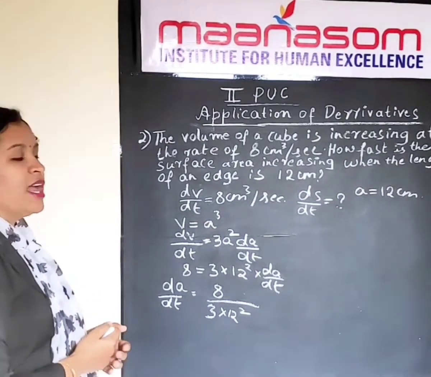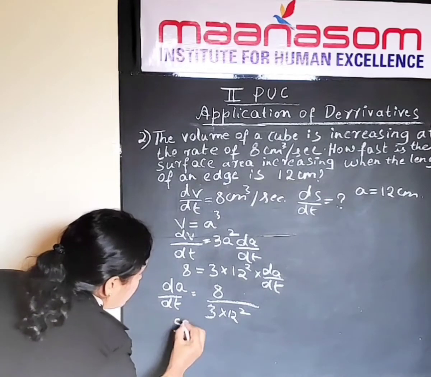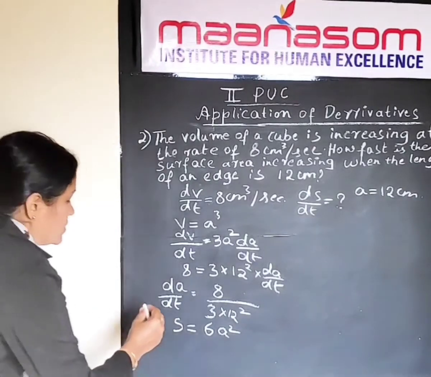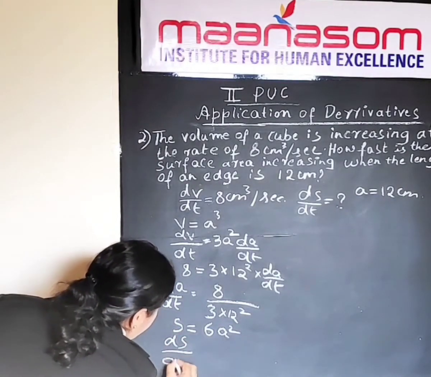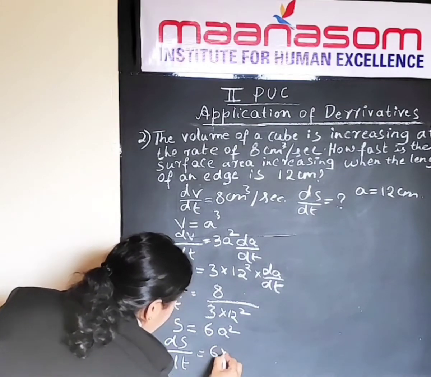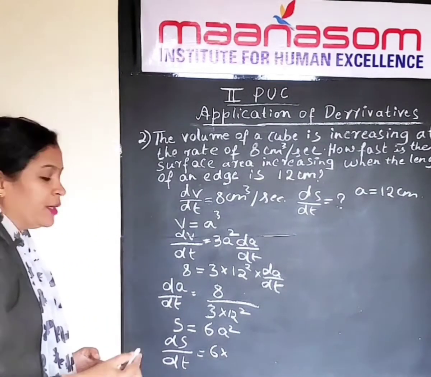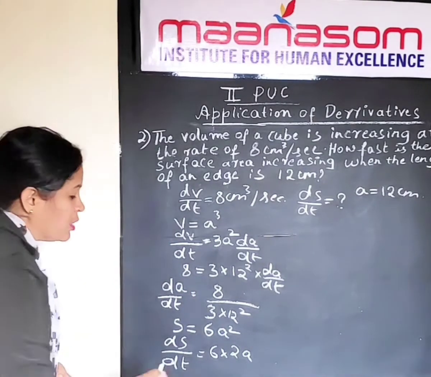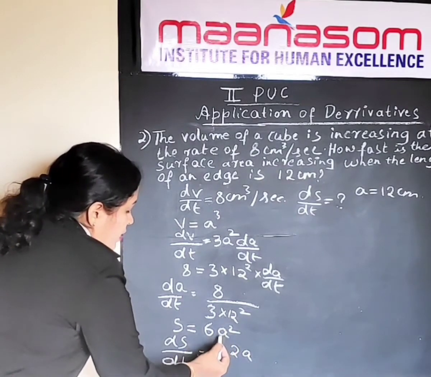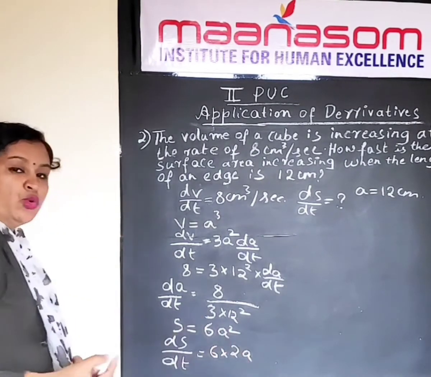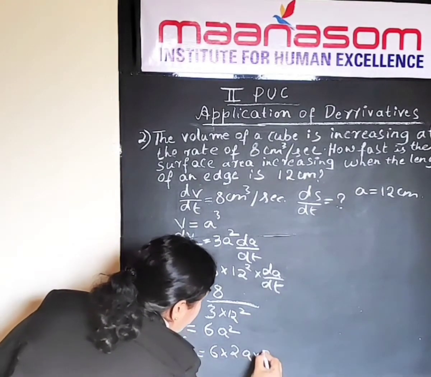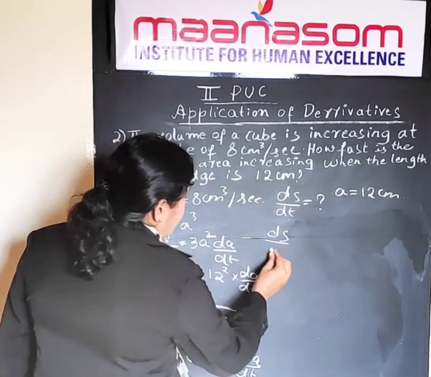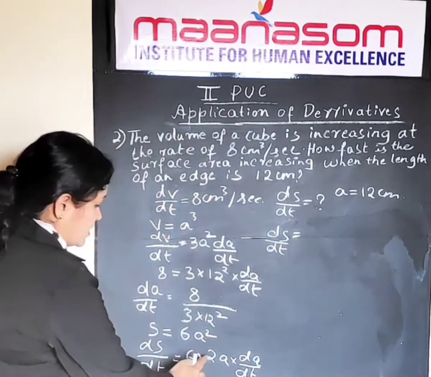What is the surface area of a cube? You know that surface area of a cube, S is equal to 6a square. So ds by dt will be equal to 6 into, when I differentiate a square, I get 2a. 6 is a constant here and a square is a function. So 6 into d by dt of a square is 2a. And again, when we differentiate a, we get dA by dt. ds by dt will be equal to 6 2s are 12a.